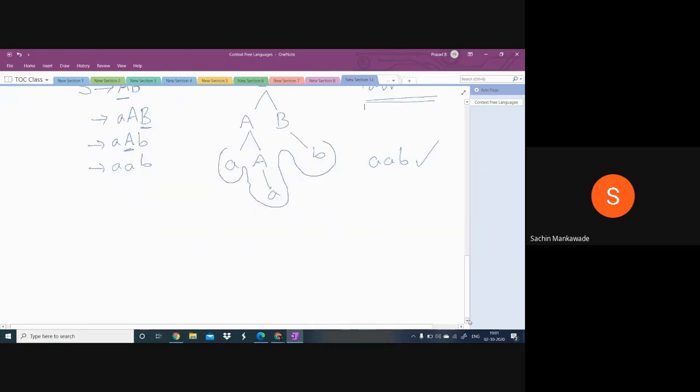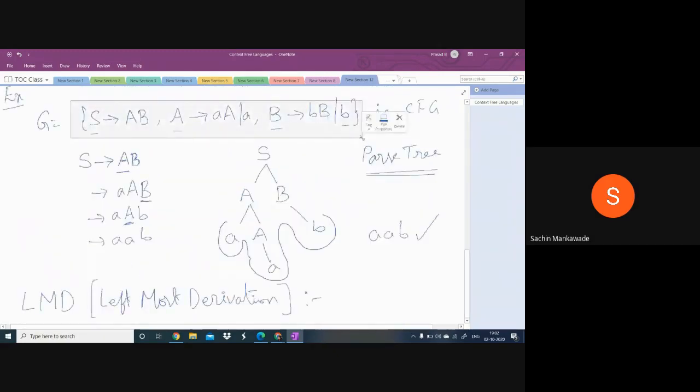Next, leftmost derivation. The same grammar, whatever is given here, I am taking the same grammar.